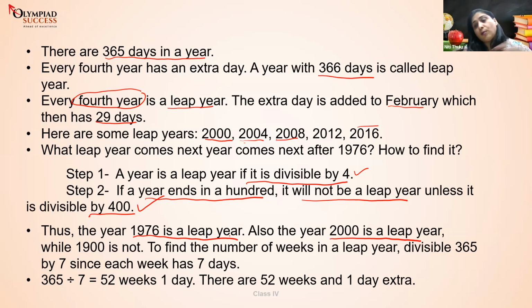All right. Now we'll talk about the number of weeks. Now see, to find the number of weeks in a year, divide 365 by 7. So you can see that on dividing 365 by 7, we are getting 52 weeks and one extra day. Can you see that? 52 weeks and one extra day. So if somebody asks you how many weeks are in a year, you can say 52 weeks. But if somebody asks you the accurate answer, you can write 52 weeks and one day.